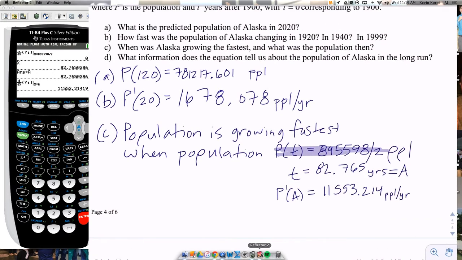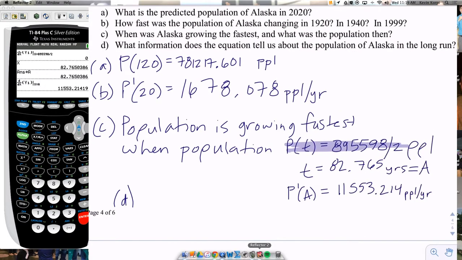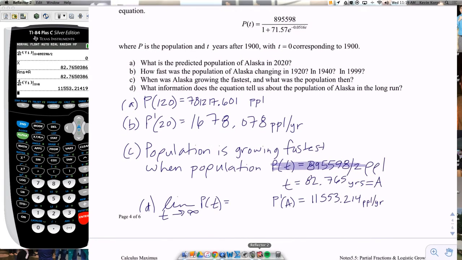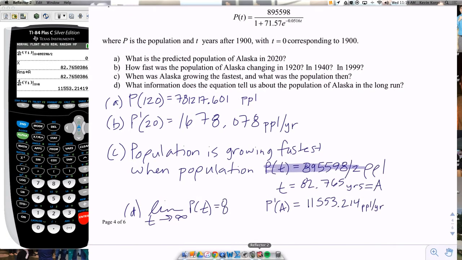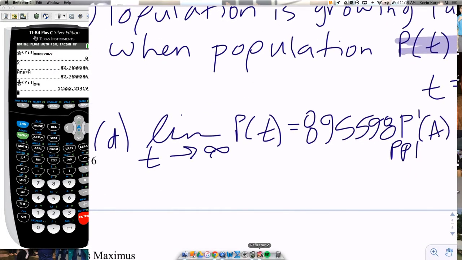All right, part D. What information does the equation tell us about the population of Alaska in the long run? Well, in the long run, that's a nice way of saying what is the limit as t goes to infinity of P of t. And, of course, what's the answer? Alaska has a carrying capacity of 895,598 people. Now, is that true or not?